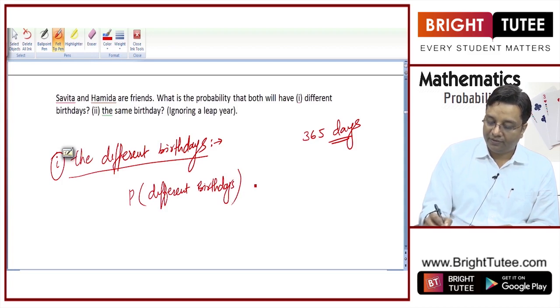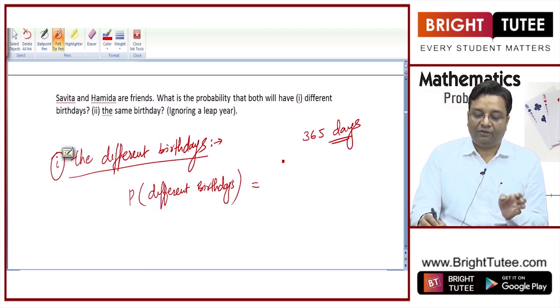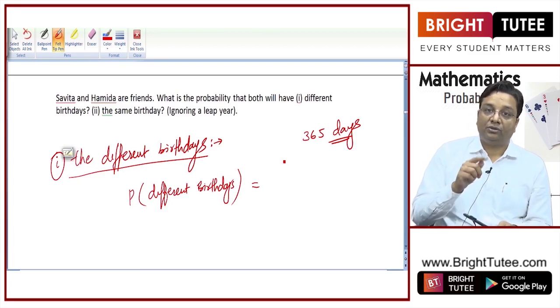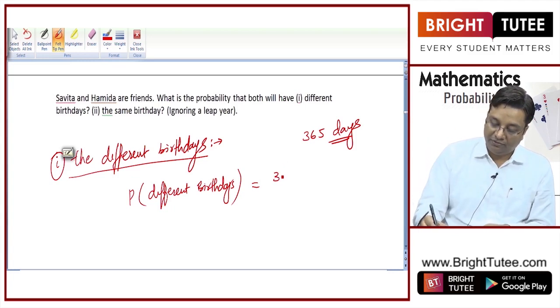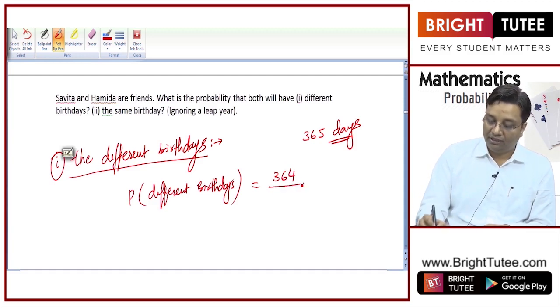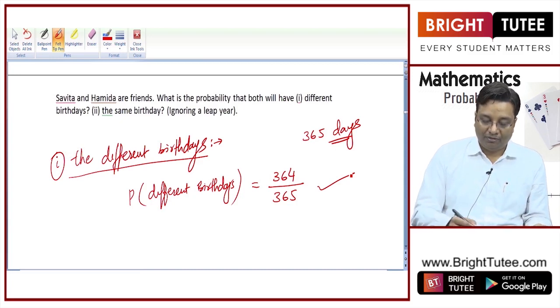So, to have two different birthdays, the probability of having different birthdays is equal to, what is the number of favorable outcomes? Let us say one of these friends has her birthday on January 1st, right? So, 364 days are remaining. These are our favorable outcomes. So, 364 is the number of favorable outcomes. What is the total number of outcomes? 365. So, this is the probability of getting different birthdays, which is very high, right? This probability is very high.